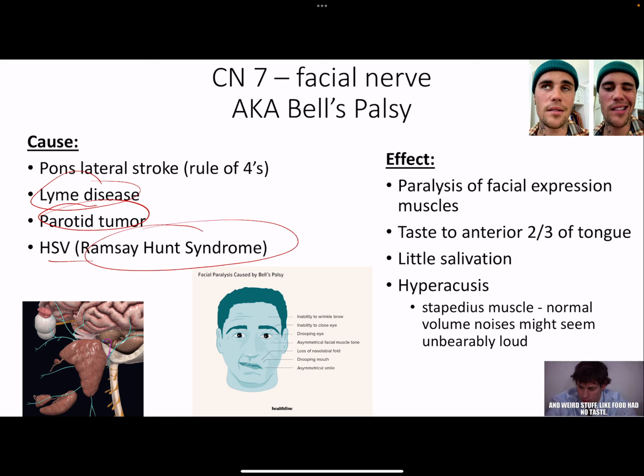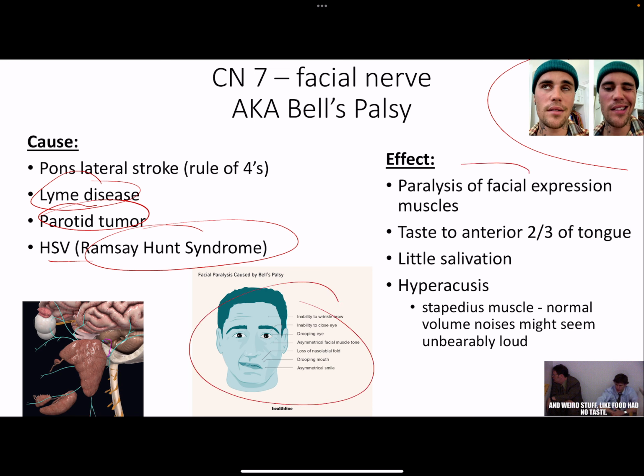HSV is known as Ramsay-Hunt syndrome. I think that's what Justin Bieber has. I don't really know. You're going to have facial paralysis.